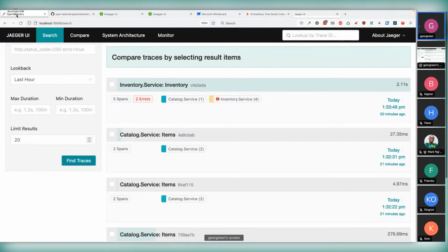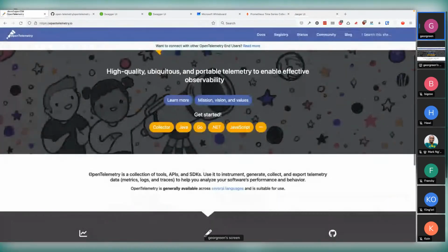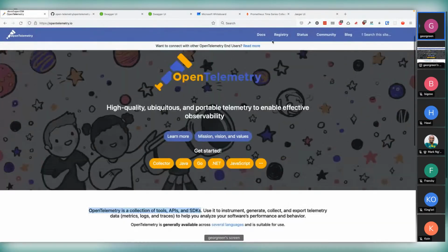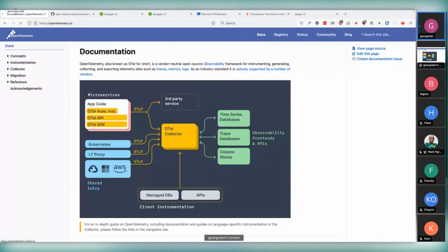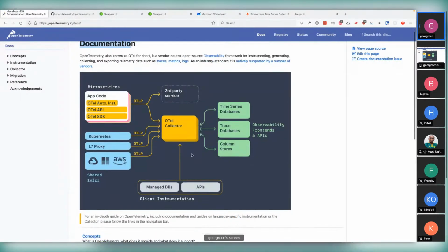But this is the homepage, OpenTelemetry, and you can see everything I've told you. Collection of tools, APIs and SDKs. You can look at the docs, and within the docs, there's a lot of good stuff. It shows you the documentation, and this is just a big picture of how this project works. This is your service. Your service will send out some logs through some protocol. We are assuming you're using OTLP, OpenTelemetry Protocol, here.